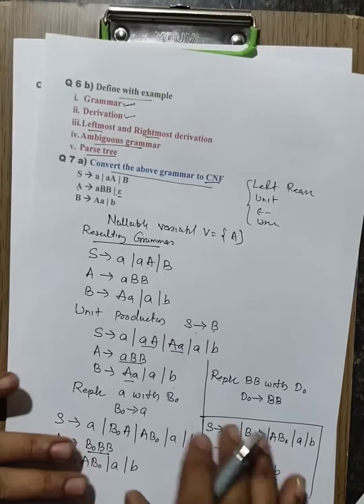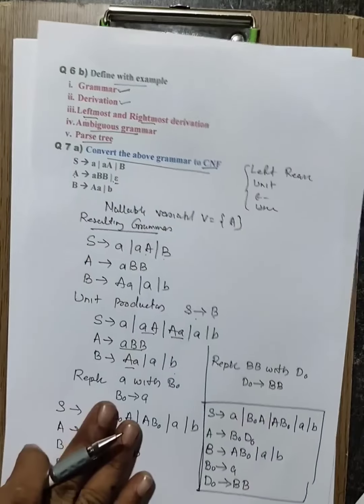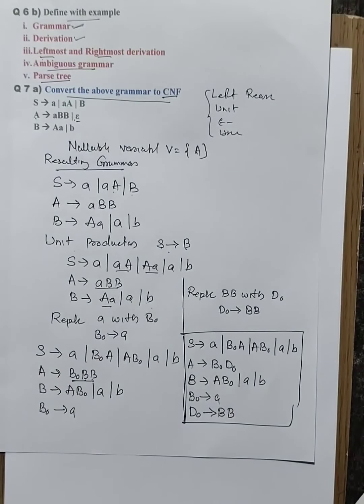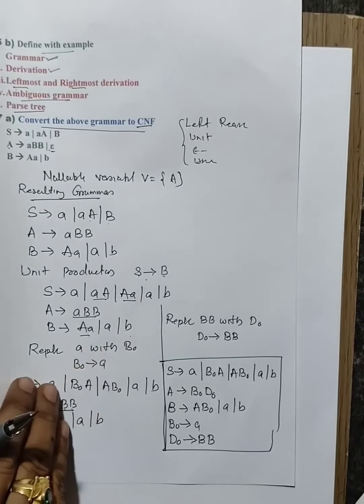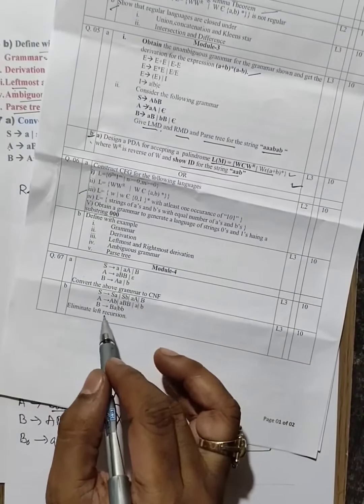This grammar is in CNF. What did we have to do? Convert the following grammar into CNF. This is our resulting grammar, or final grammar, in CNF. Question number 7A. Now, what is 7B?